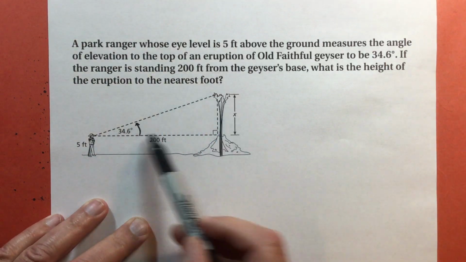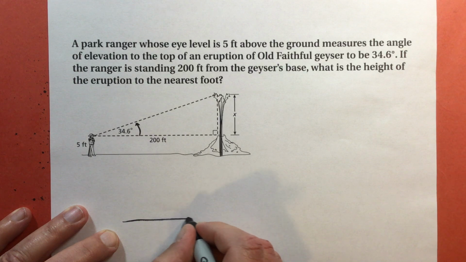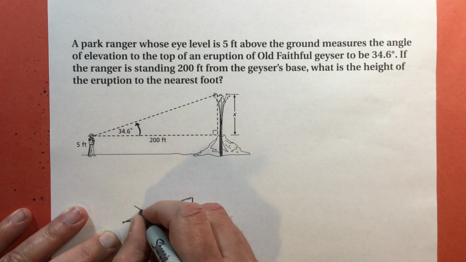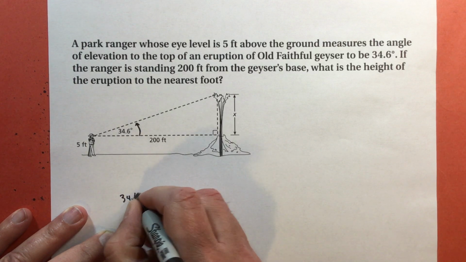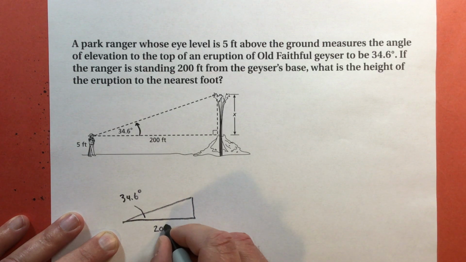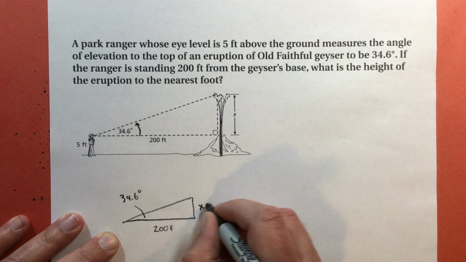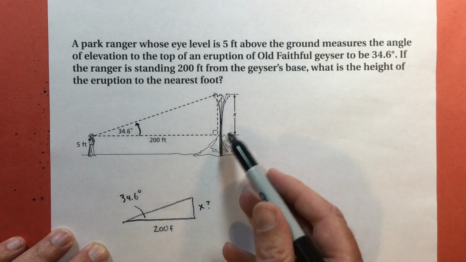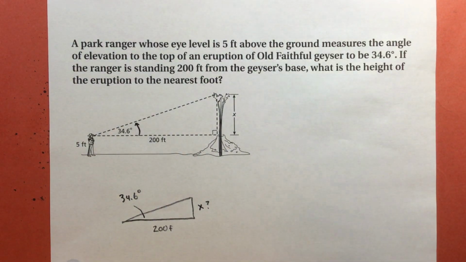Without all the pictures here, I have a triangle that kind of looks like this, where this angle is 34.6 degrees, and this horizontal distance is going to be 200 feet. I want to find out what the height is. I should have said H for height, but I use an x because of the picture. Again, I can use trigonometry. Relative to the angle 34.6 degrees, this side is the opposite side, and this side is the adjacent side.